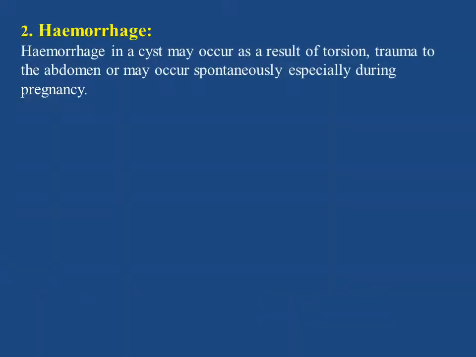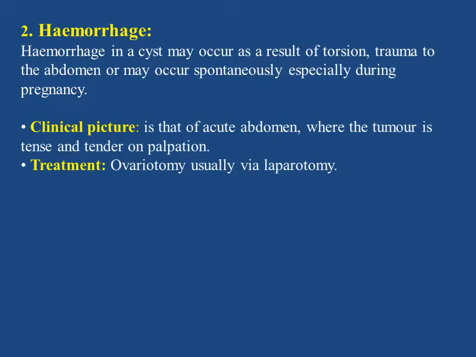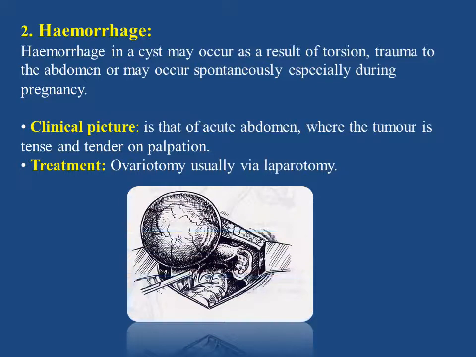And the second complication is hemorrhage. This may occur as a result of torsion of a pedicle or trauma to the abdomen, be spontaneous, or even during pregnancy. Clinical picture, again, acute abdomen. The tumor is tender and tense on palpation. Actually, the treatment is ovariotomy, usually via laparotomy.